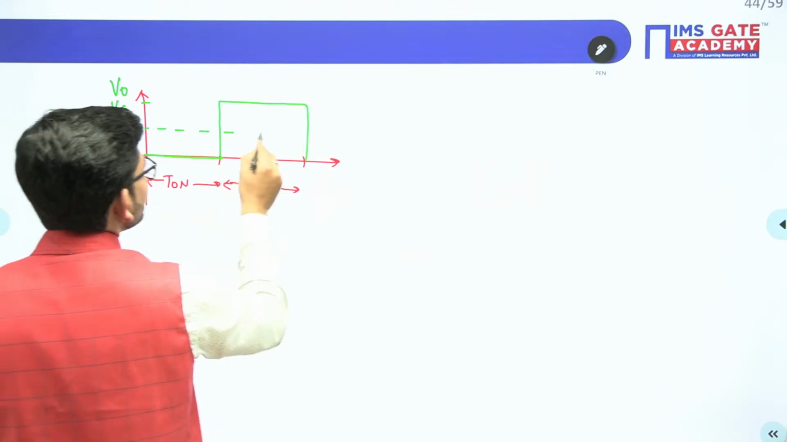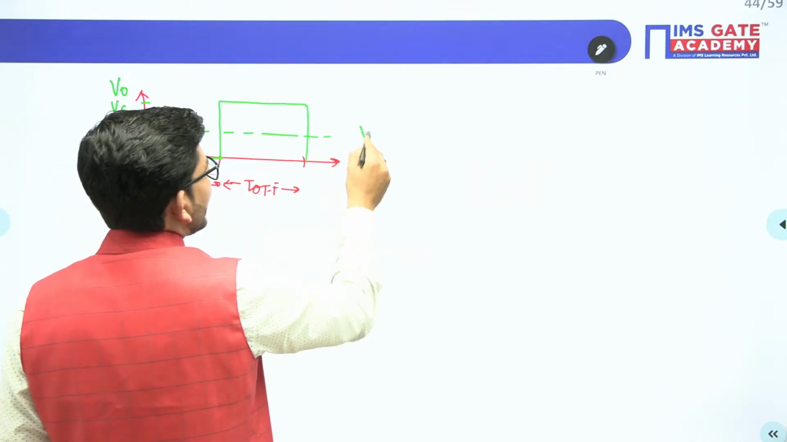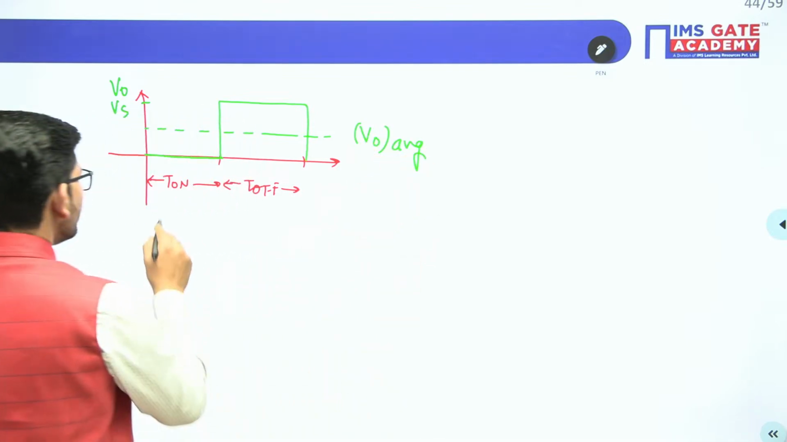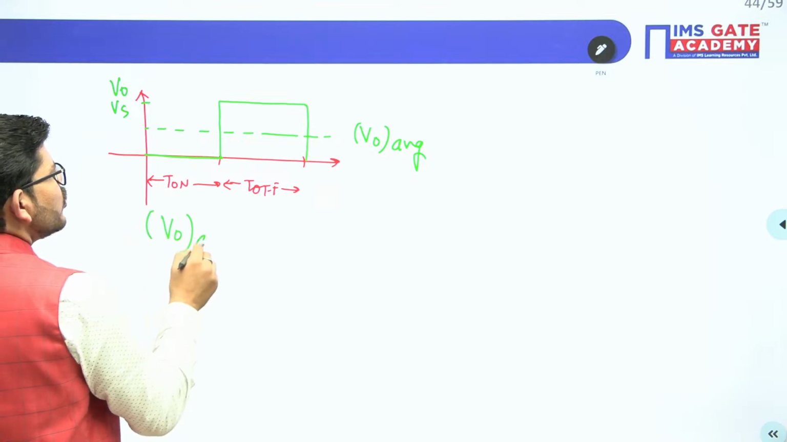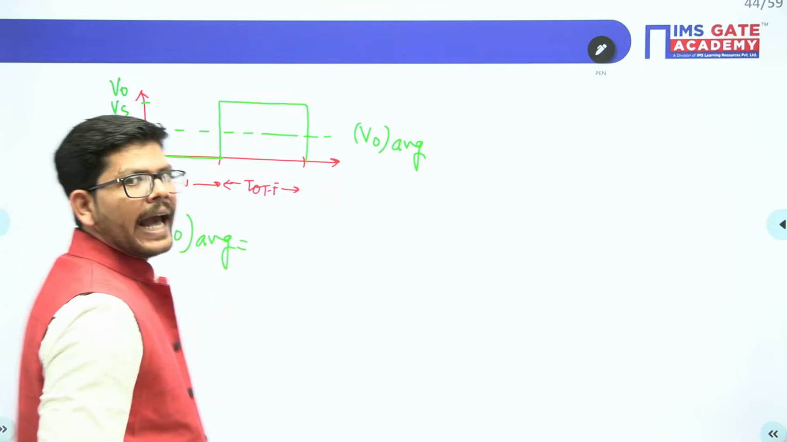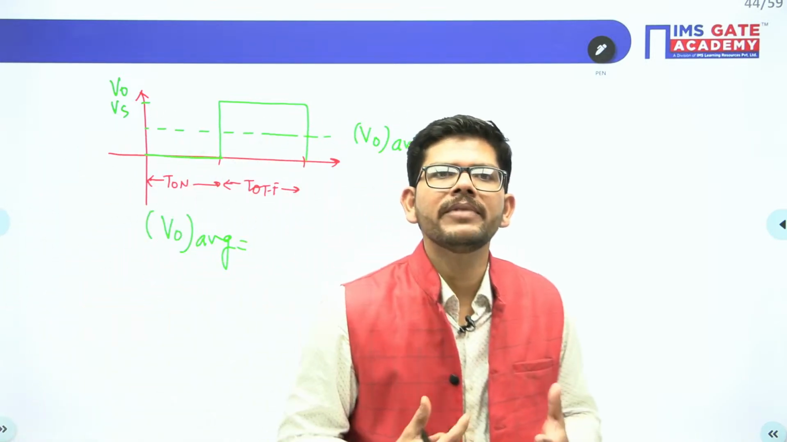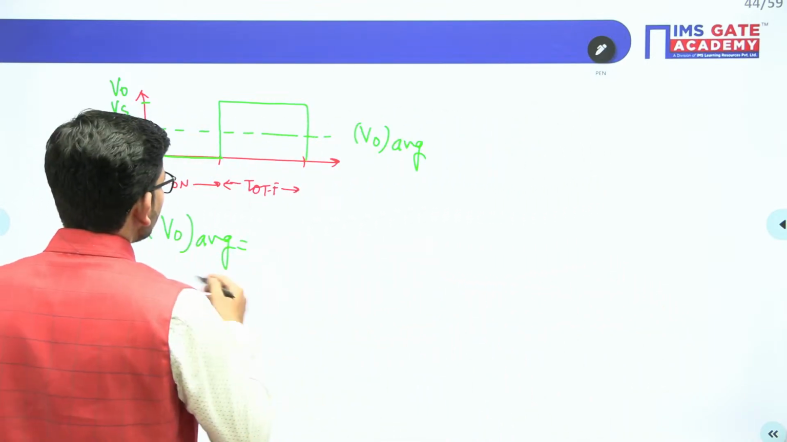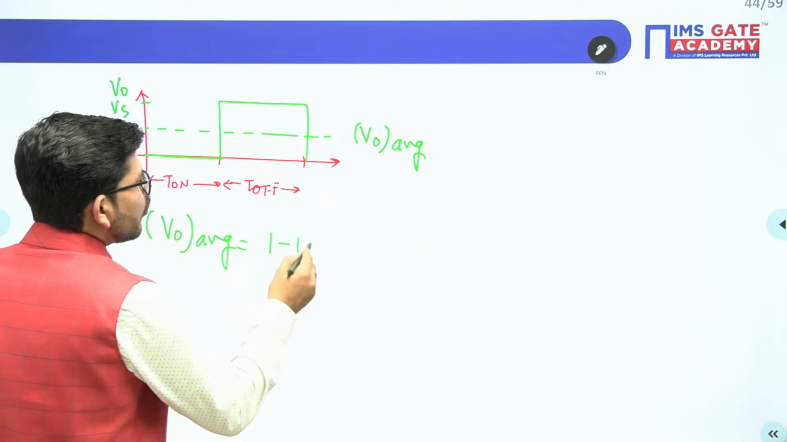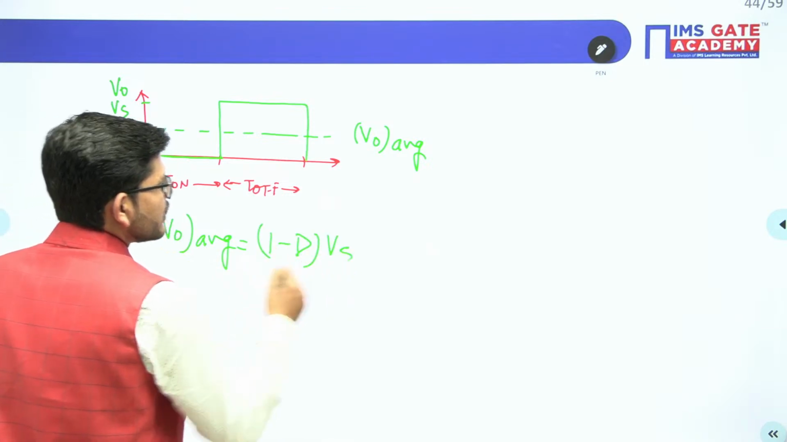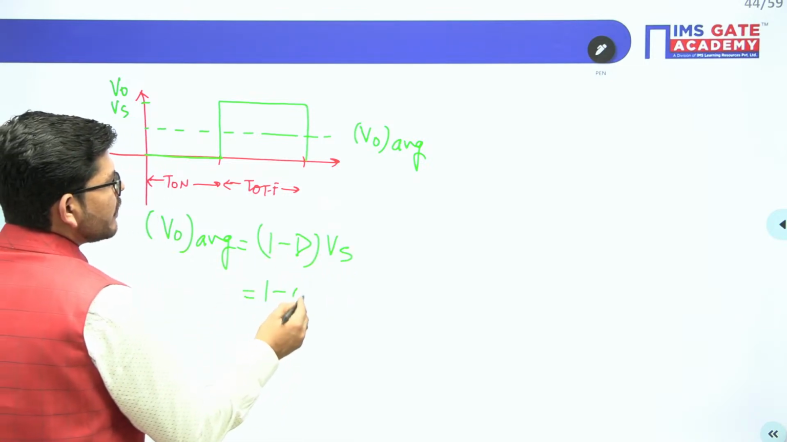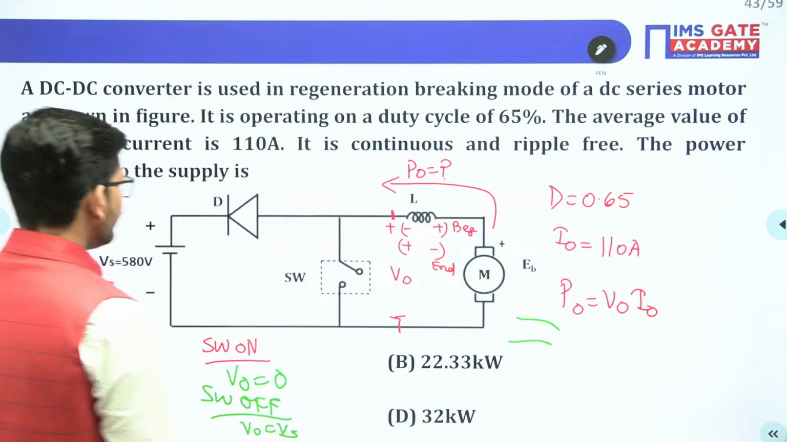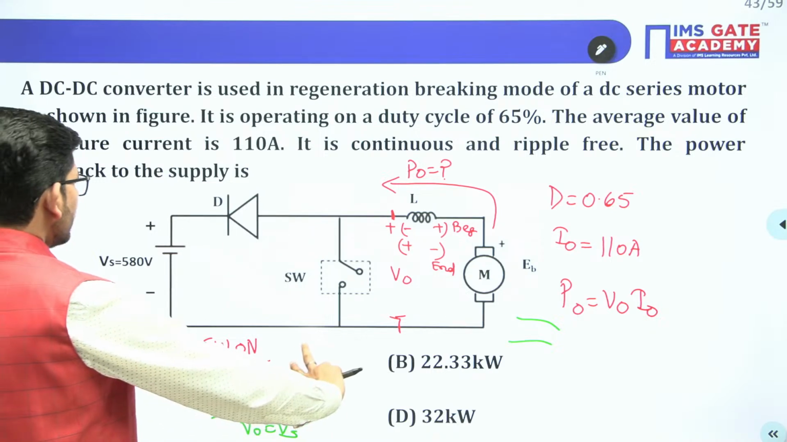So if I ask you what will be the average output voltage, anybody, by looking at this waveform and the experience that you have gained by solving all these problems, can instantly say that V naught average will be (1 minus D) times Vs, isn't it? And D is given to you, it is 0.65. Vs is also given to you, it is 580.